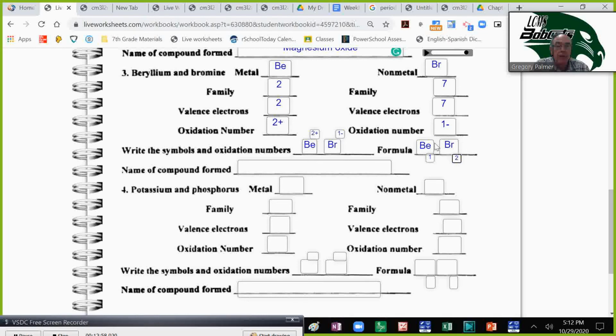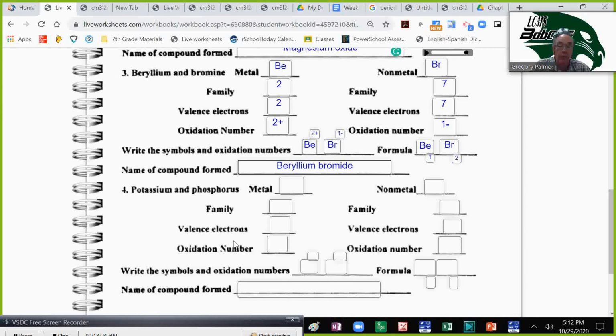And then this comes out to be a 0 compound. 1 positive 2 cancels 2 negative 1s. And the name of the substance is beryllium. And then we take the name of the second thing, and we add IDE to the end. Beryllium bromide. The next one says for us to do potassium and phosphorus.